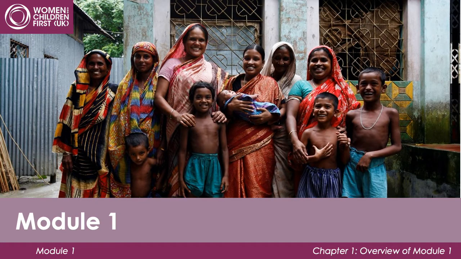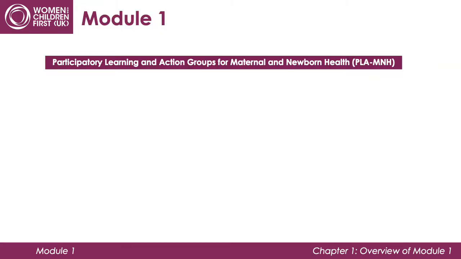Let's look first at Module 1 and the 9 chapters in the module. In this course, you can learn about the Participatory Learning and Action Group approach for maternal and newborn health. It's called the PLA-MNH approach for short. PLA-MNH is an effective, low-cost, sustainable and scalable way of improving maternal and newborn health and reducing mortality. It works particularly well in rural areas where mortality rates are high and where access to services is low. The approach works by organising individuals concerned about maternal and newborn health to take collective action.